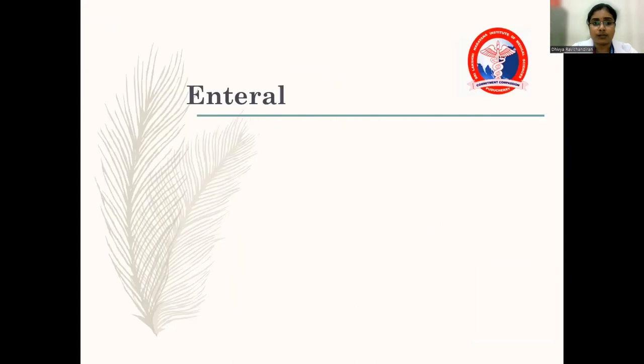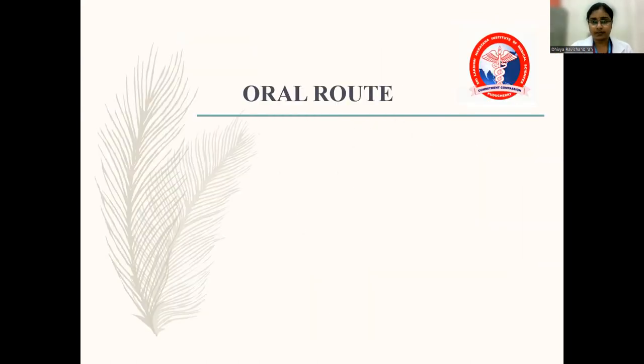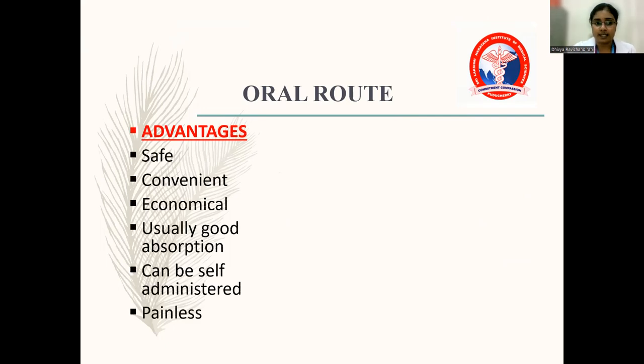So coming to the routes proper, first is enteral route. As we already said, enteral route means whatever drug we are giving directly to the GI tract. That is, enteral means intestine. The placement of drug into any part of your GIT is called enteral route. Oral route. So advantages of oral route are, it is safe, it's convenient, it's economical, usually good absorption is seen there, can be self-administered, and it is painless. So most of the patients will be going for oral route because of all these advantages.